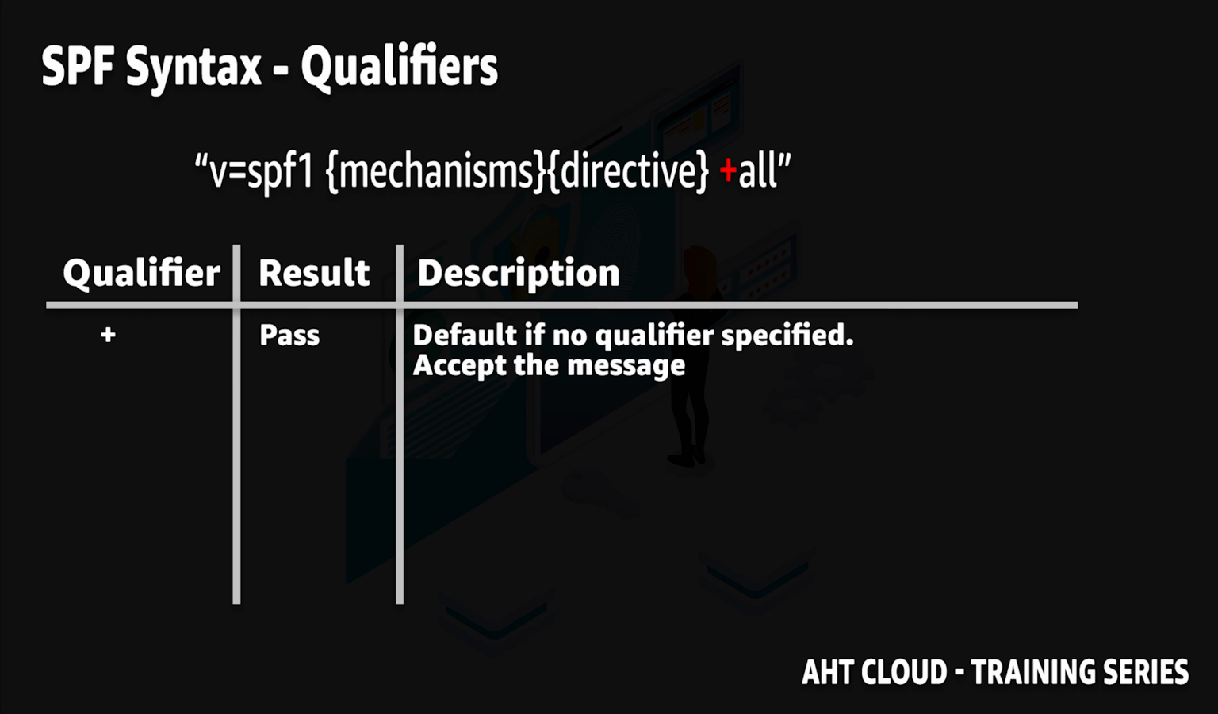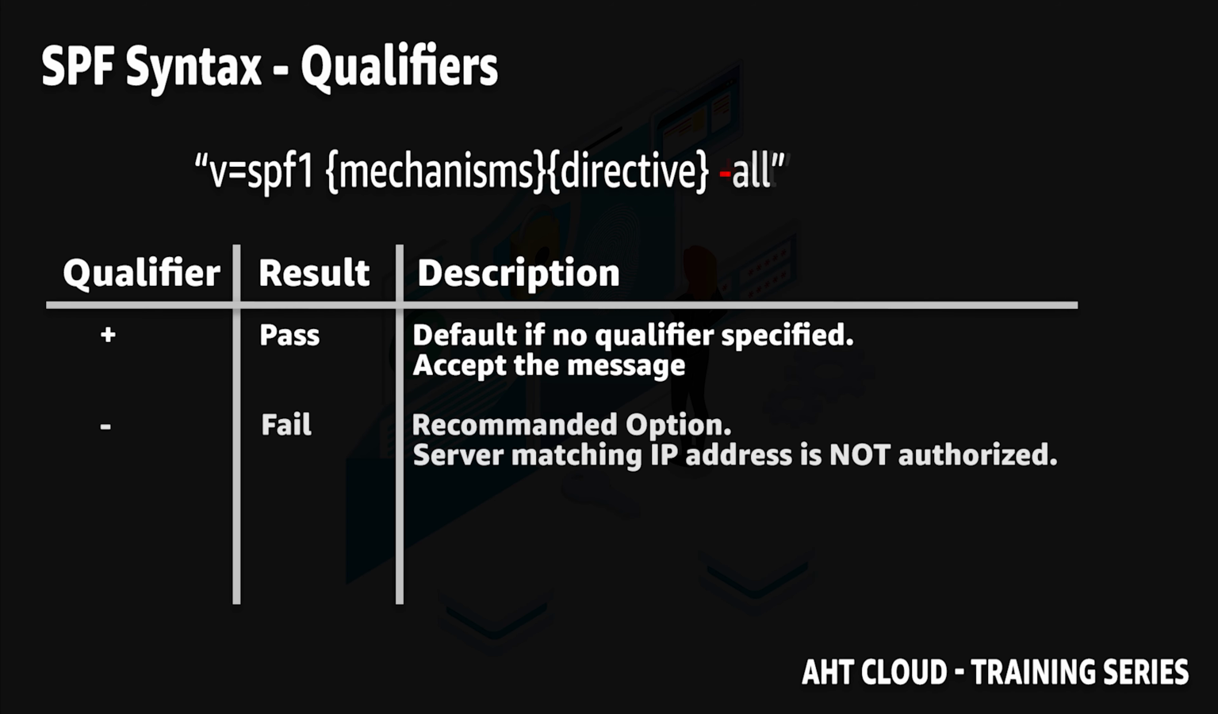The first one is the plus sign. This is the default qualifier. It's used if you don't specify any other qualifier. This qualifier means that the email service provider should always accept the incoming email. I don't recommend you use this option because you don't want to have any unauthorized email using your domain name to be accepted.